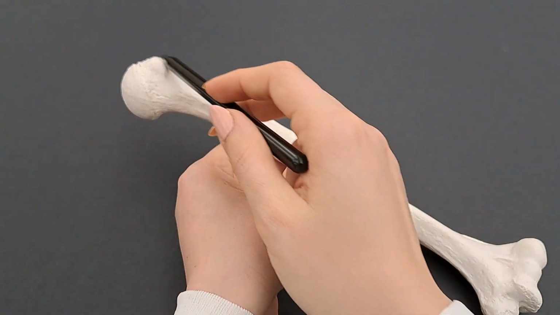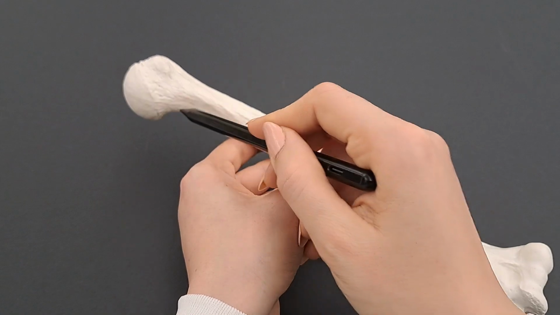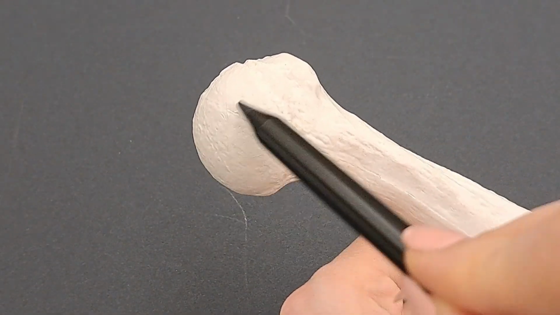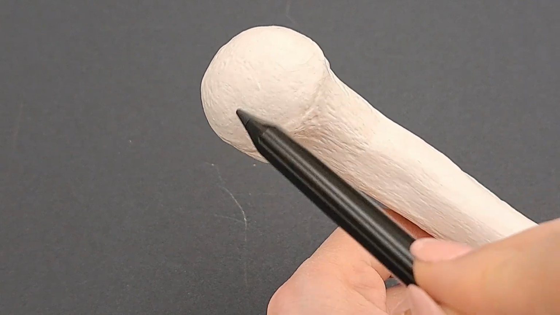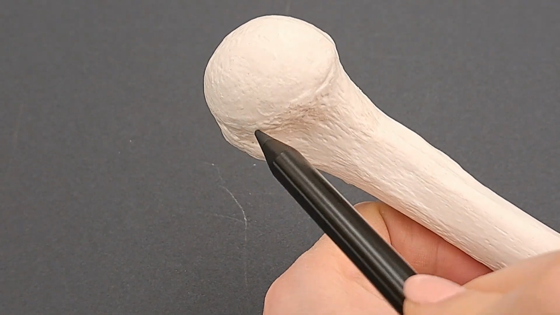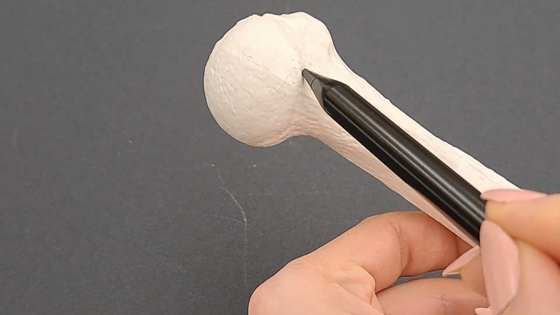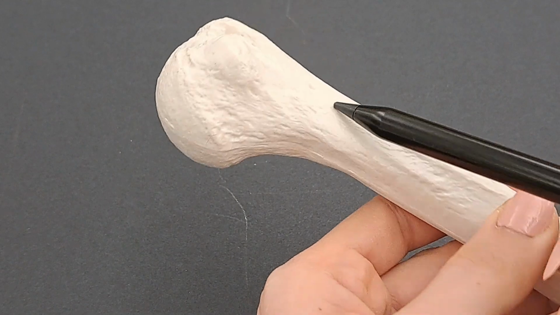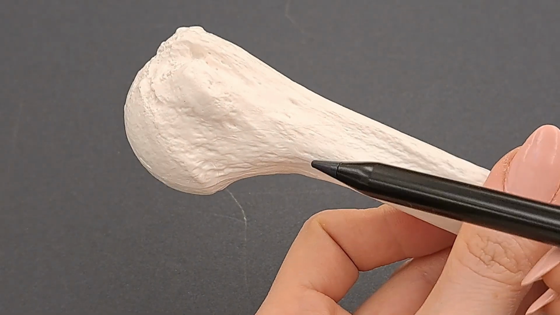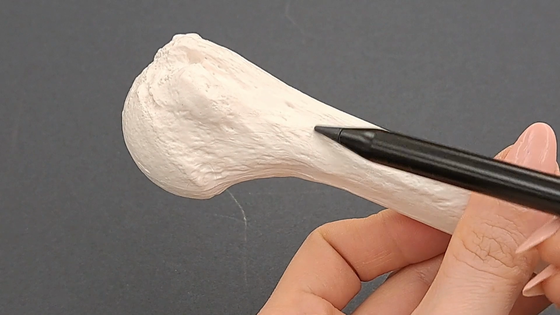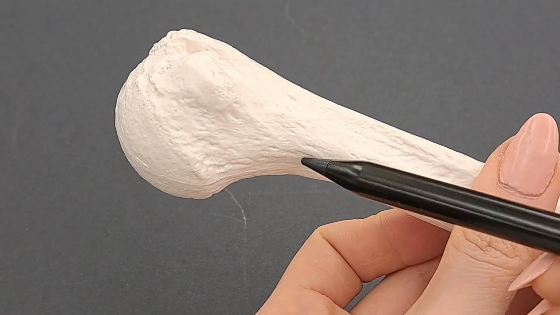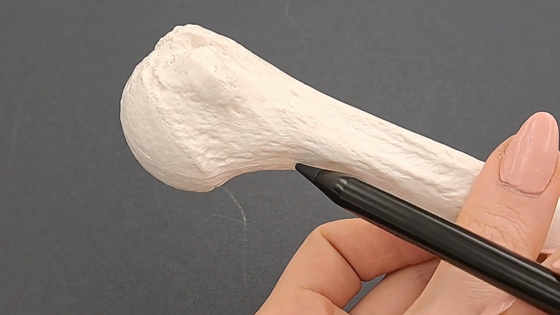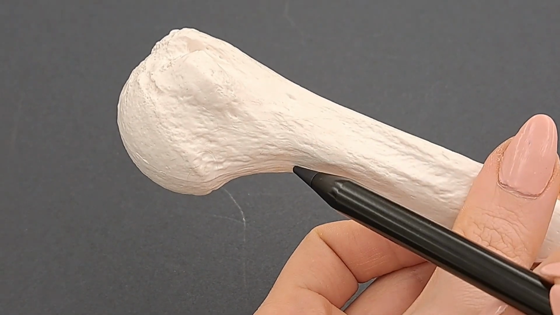Starting with the structures on the proximal end of the humerus. First, right here we have the head of the humerus, which looks like half a ball. Right under the head, we have the anatomical neck right here. Also, we have the surgical neck right here. It is called the surgical neck because at this point, the humerus has a higher tendency to fracture, and as a result, it became the focus of surgeons.